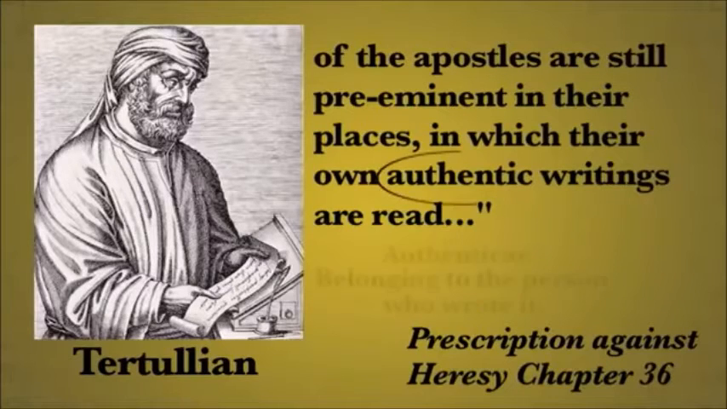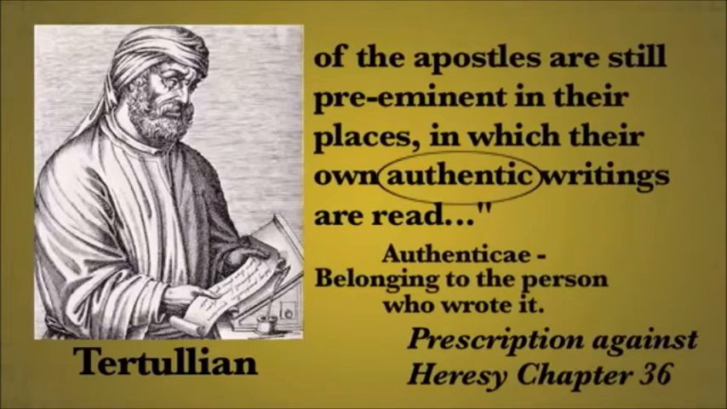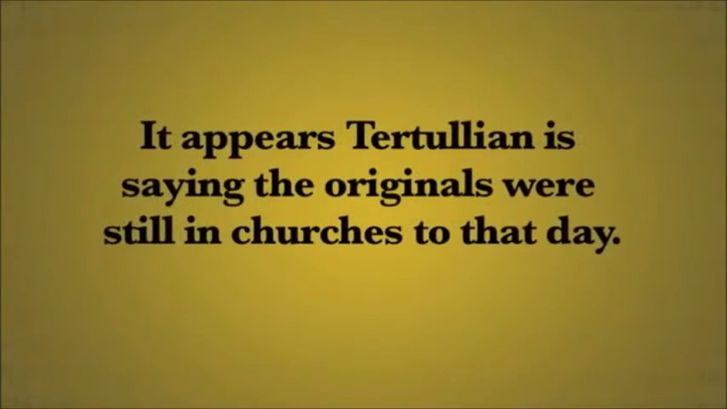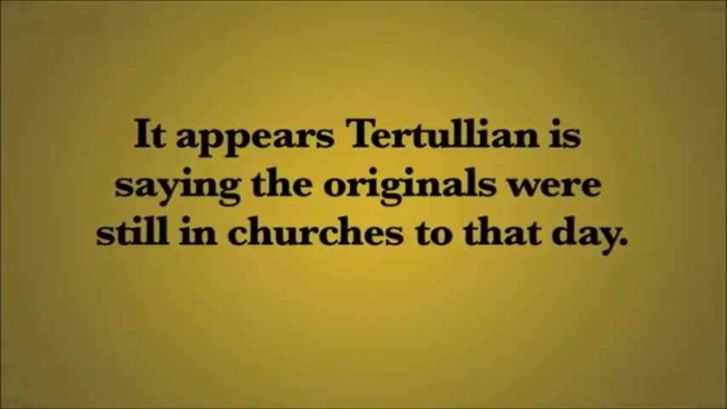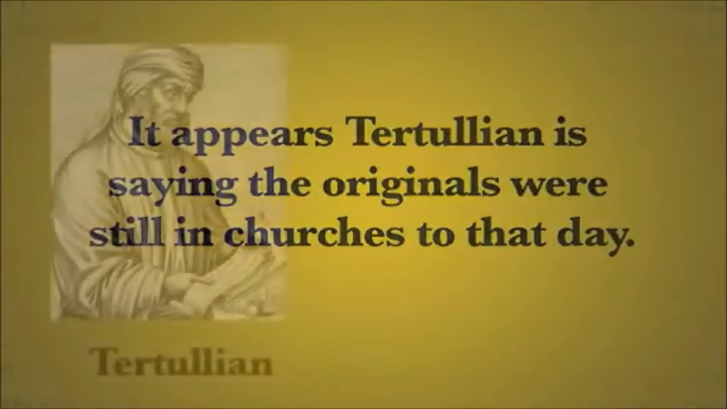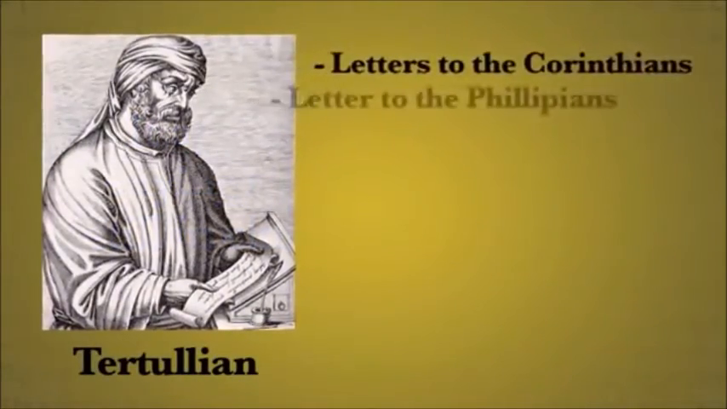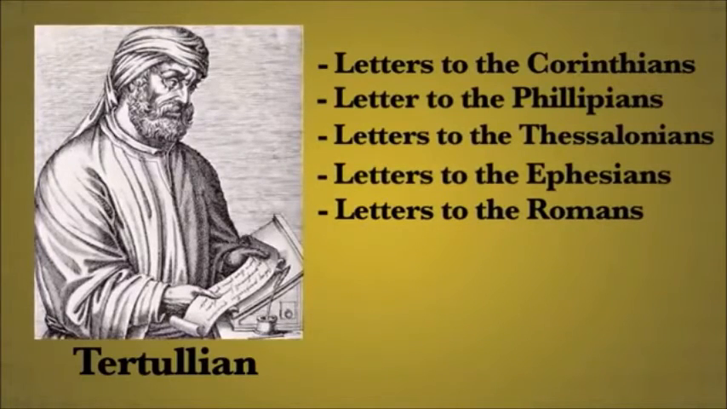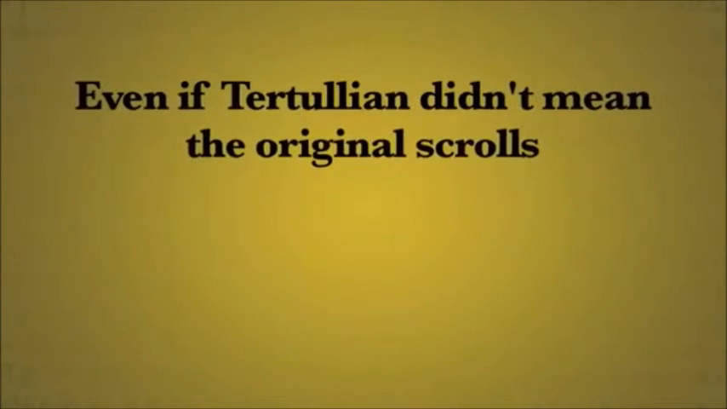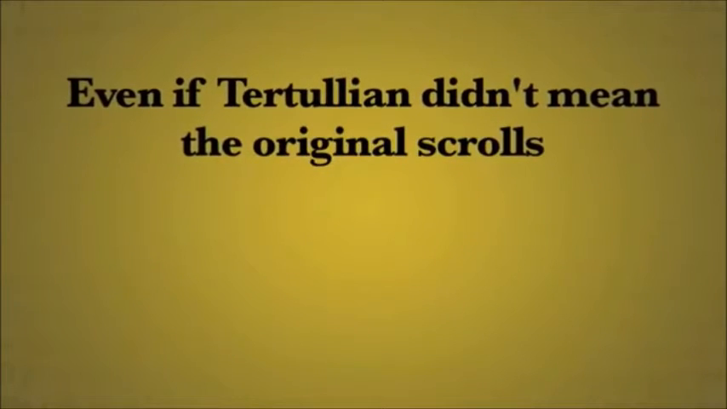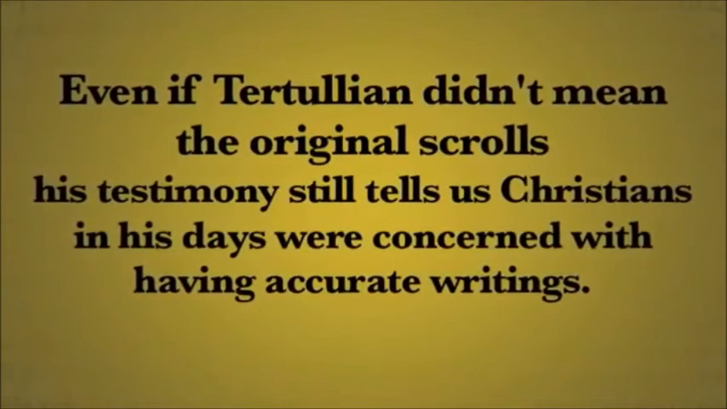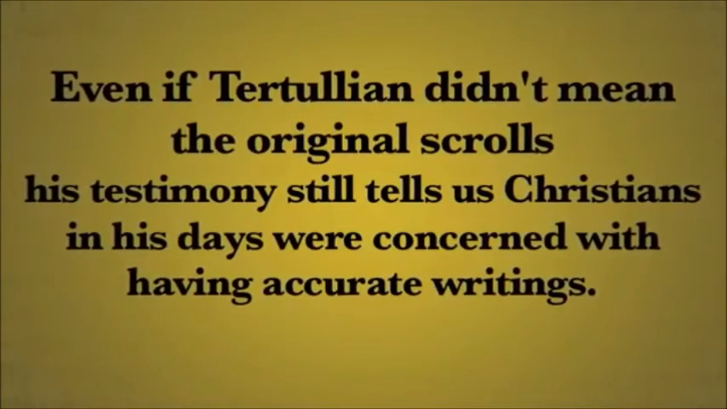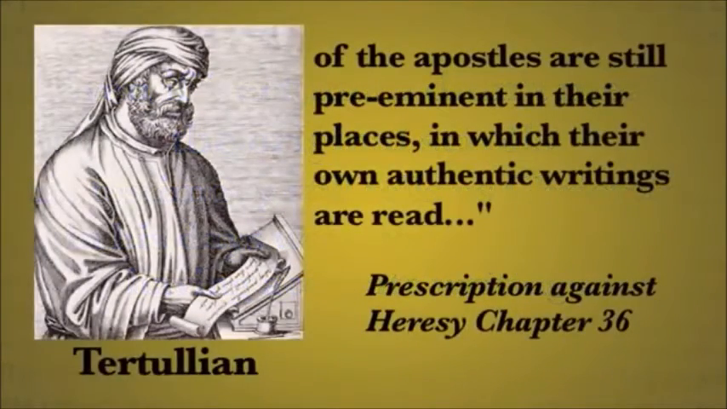The Latin word for authentic normally refers to original documents, so it appears Tertullian is saying the originals were still in the churches to that day. He specifically refers to the letters of Corinthians, Philippians, Thessalonians, Ephesians, and Romans, and urges readers to visit these places to see the authentic writings for themselves. Even if Tertullian didn't mean the original scrolls the apostles wrote on, his testimony still tells us the Christians in his days were concerned with having accurate writings, and they were not discarding their copies as valueless, as skeptics suggest.